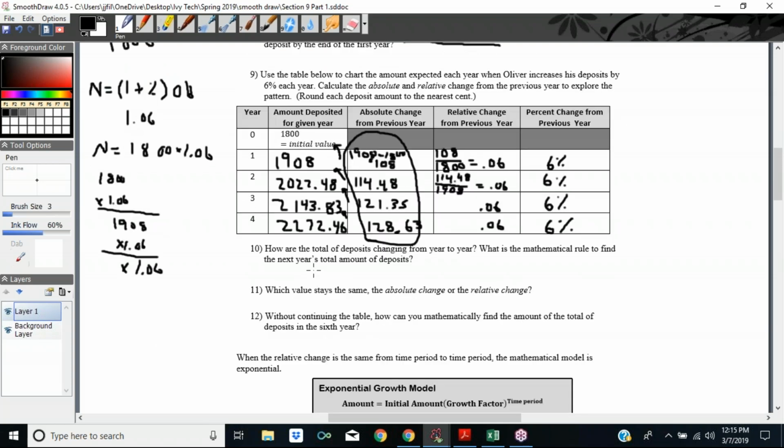So question 10 says, how are the total of deposits changing from year to year, and what is the mathematical rule to find the next year's total of deposits? And so we know that the deposits are increasing by 6%, and the rule was multiply by 1.06 each year. So it asks which value stays the same. And this time it's the relative change.